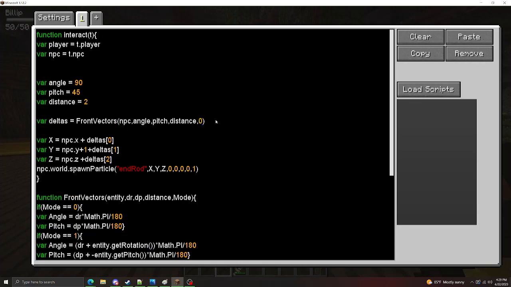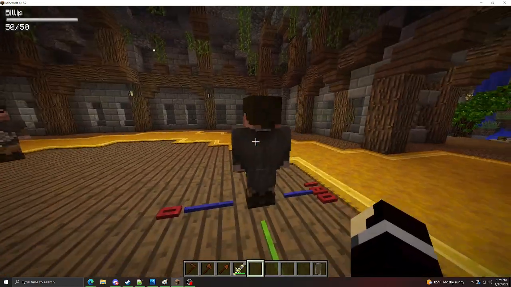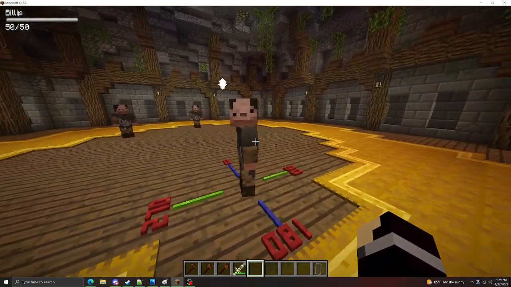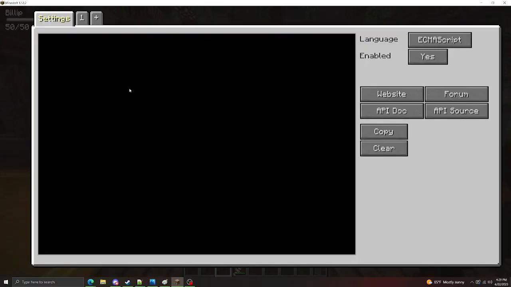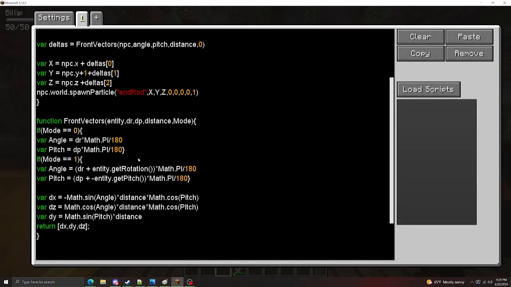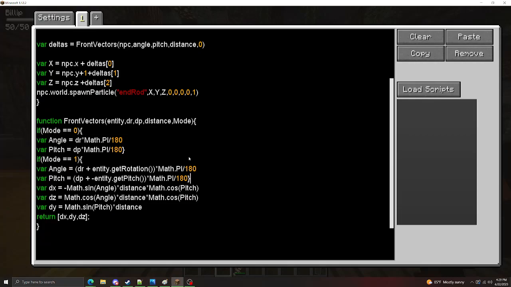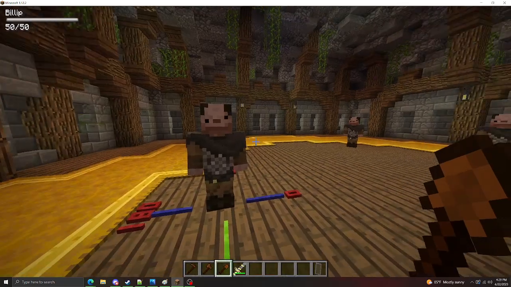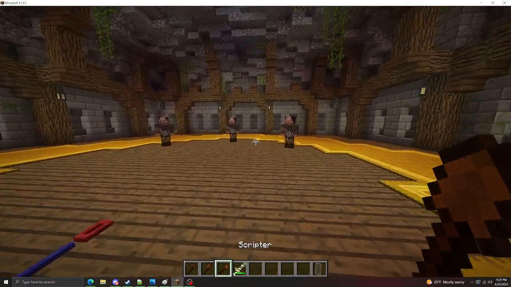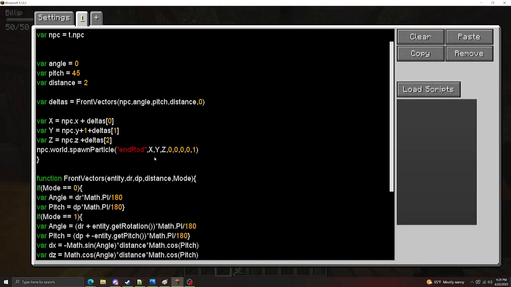So 0 here should be in the world-centric frame. So if we have the angle be 0, pitch be 45, it should spawn up here regardless of where the NPC is facing. So as you can see, it moves around. It might not be immediately obvious why something like this is useful, but in certain situations it will come up where it's like, oh man, I wish I could just have it pointing in a specific direction that I set. And with this, you'll be able to do that.